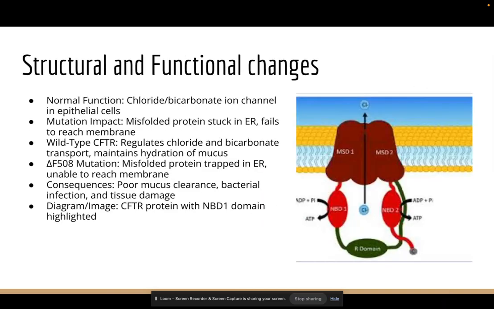CFTR normally regulates chloride and bicarbonate transport. The F508del mutation prevents the protein from folding correctly, so it gets trapped in the endoplasmic reticulum and fails to reach the cell's surface. This structural diagram highlights the NBD1 domain, where F508 occurs. Misfolding here disrupts the entire protein stability and transport.